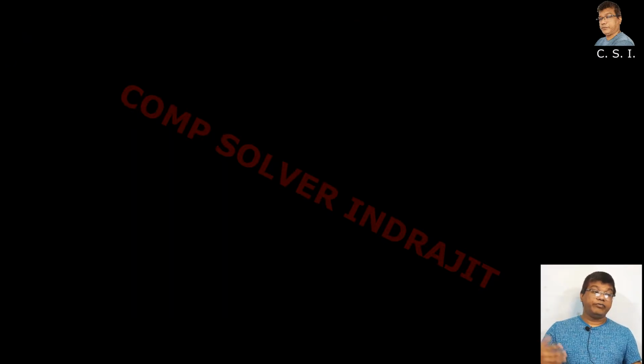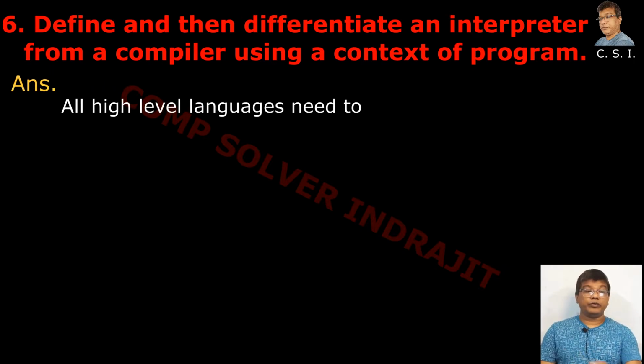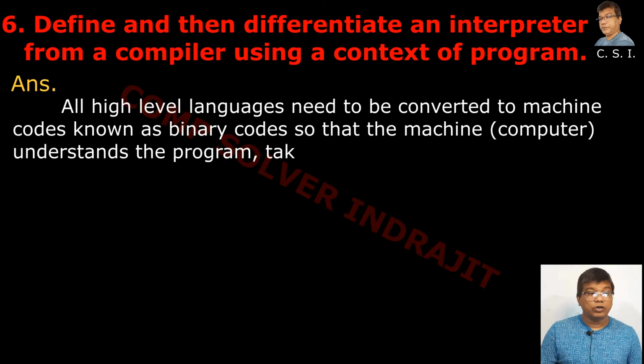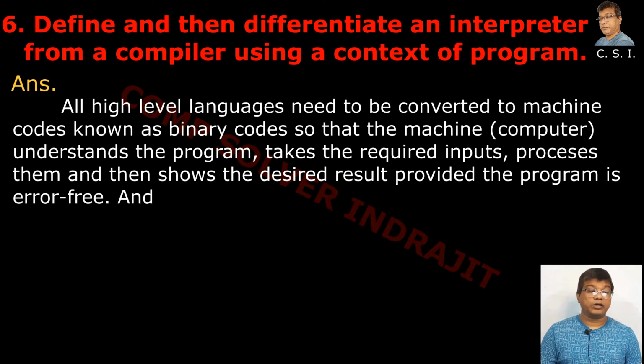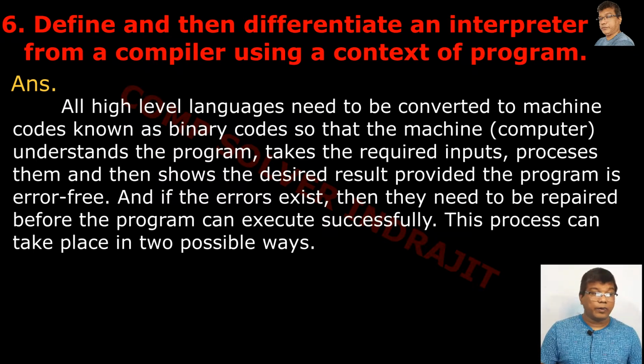Next question. Define and then differentiate an interpreter from a compiler using the context of a program. Answer. All high-level languages need to be converted to machine code, known as binary code, so that the machine or computer understands the programs, takes the required inputs, processes them, and then shows the desired results, provided the program is error-free. And if any error exists, then it needs to be repaired before the program can execute successfully.